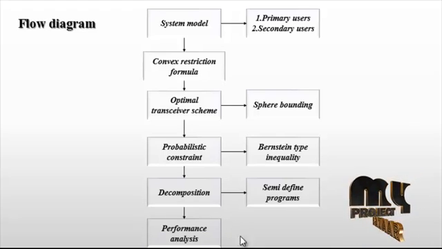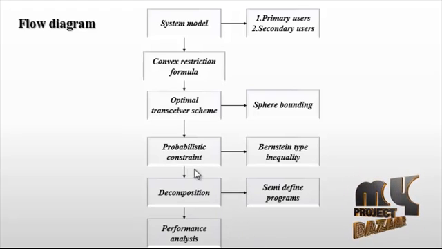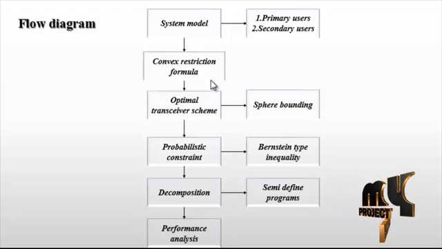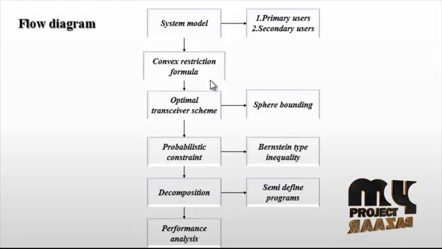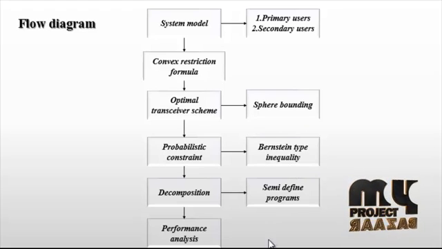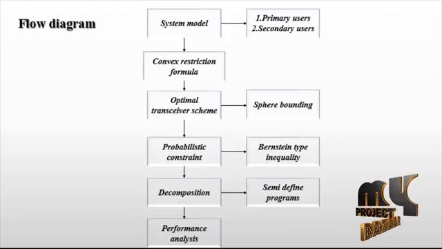Simulation results are provided by using the decomposition, probabilistic constraint, optimal transceiver scheme, and the convex restriction formula. These three methods are useful for calculating the transpose and Hermitian transpose respectively. Finally, we calculate the sphere bounding, the Bernstein type inequality, and the semi-definite program. These are the overall flow diagram of the process.